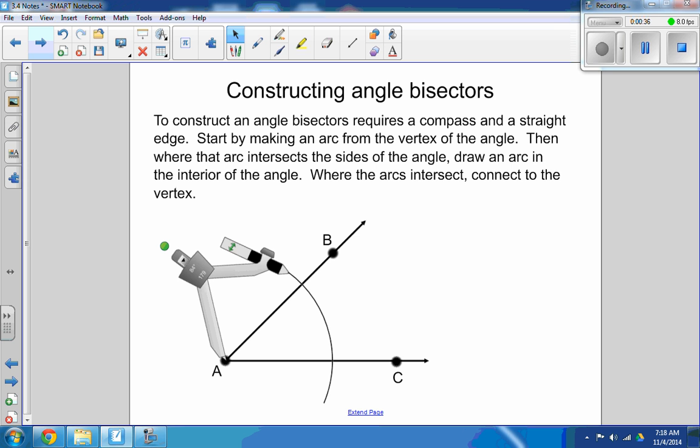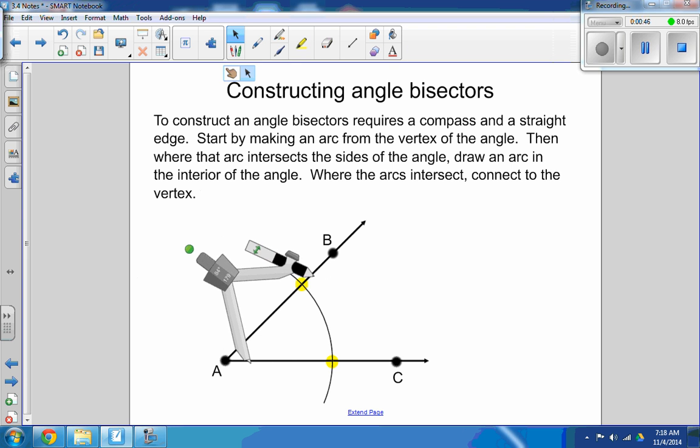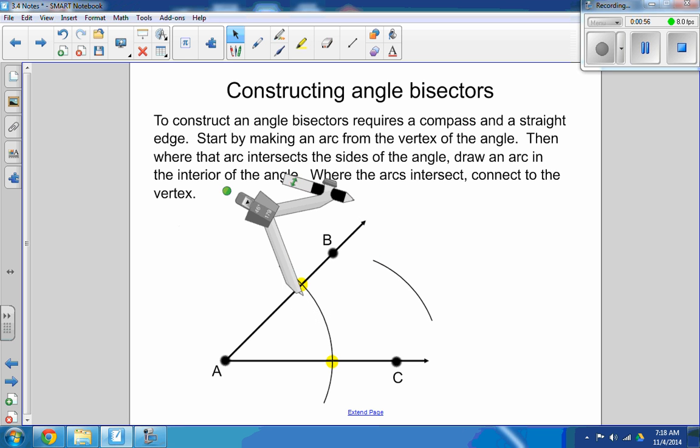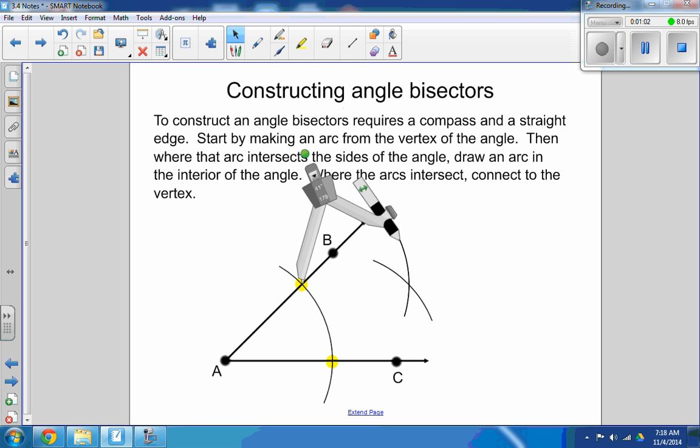And then what we're going to do is move our point of rotation to the 2 points that the arc intersects the angle. And then I'm going to make arcs on the interior of the angle. So there's one arc. Go to this other rotation where it intersects and make another arc on the interior of the angle.